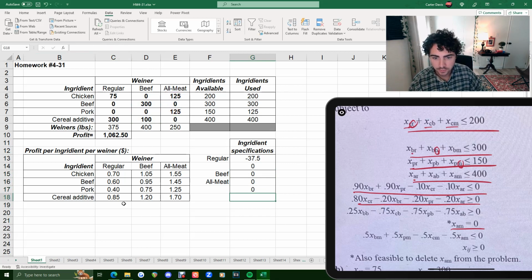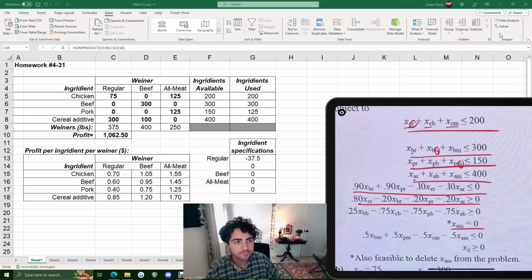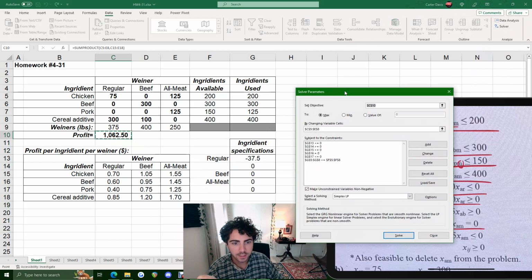Once you have this chart and you've specified these and you have your available ingredients and the ingredients used formula, we are maximizing profit. So let's go to Solver and see what they did. C10 is your profit. That's what you're maximizing. You're changing variable cells. Notice these. This is different than anything we've seen, I think.